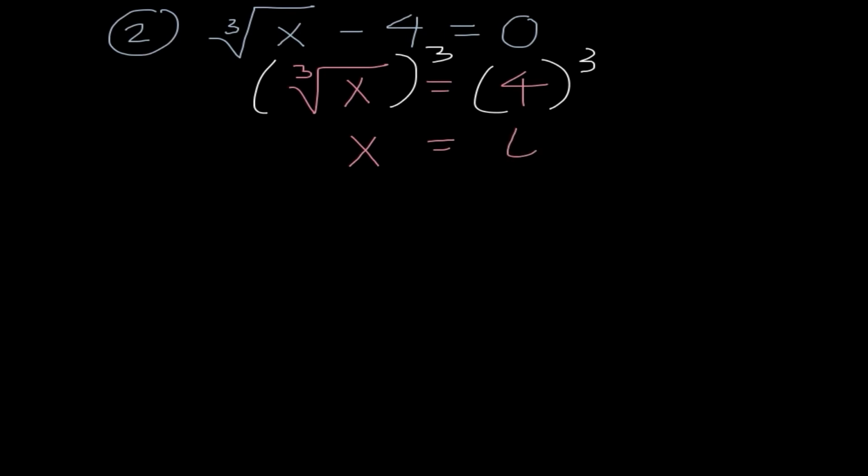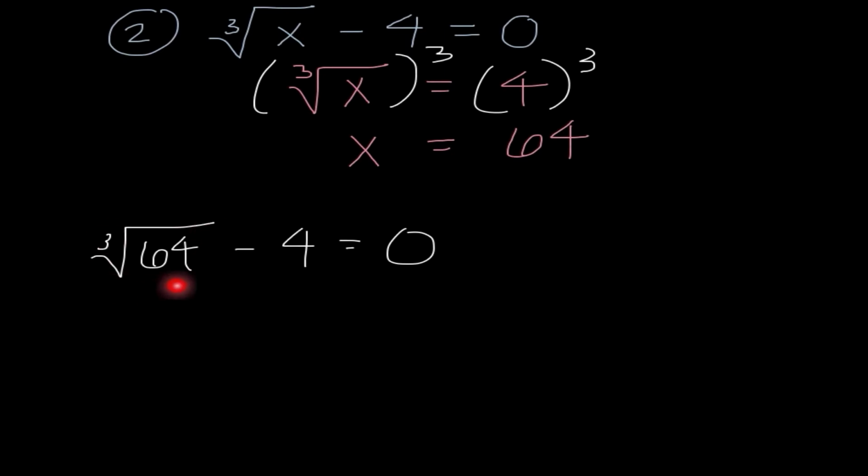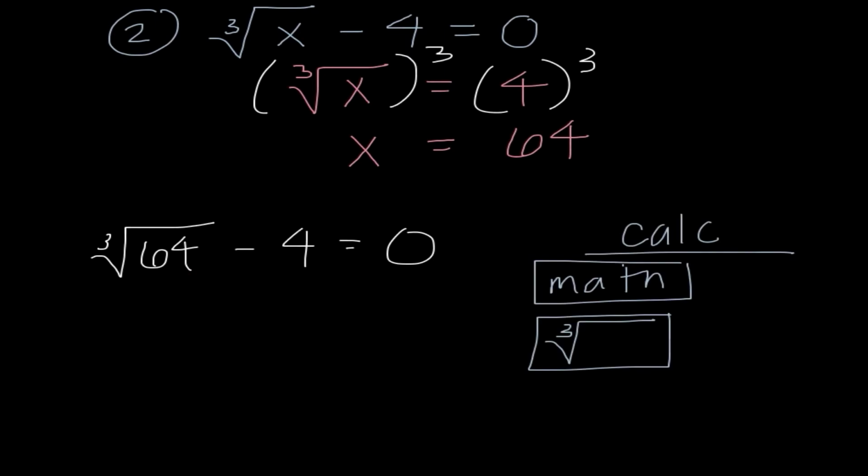So I get x equals 4 cubed is 64. So let's double check this. I would need to do the cube root of 64 minus 4 equals 0. And just a reminder, there are really 2 ways we could check this. We could do a factor tree, or what I personally think would be easier would be to use our calculator.